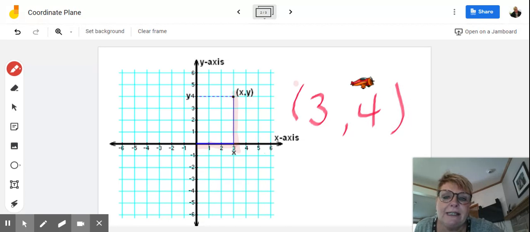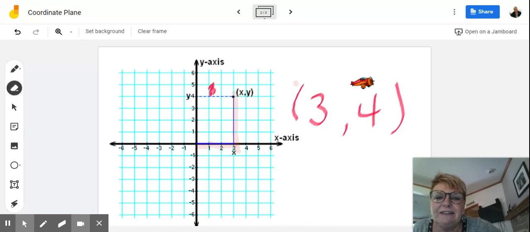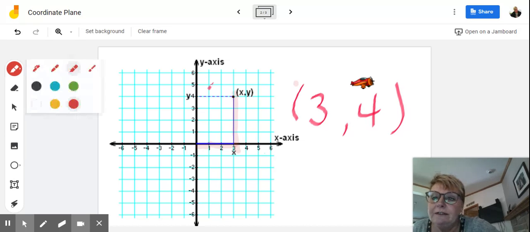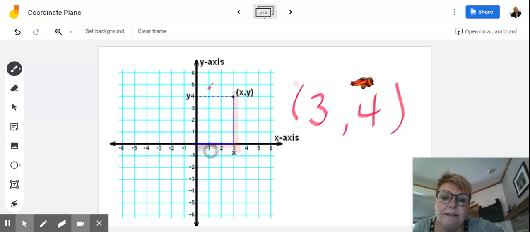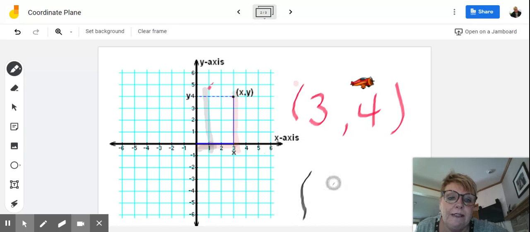So let's pick another point. Let's pick this point right here. I'm not very good at drawing the circle on there. Okay, let's try that again. If I pick that point right there, look at my airplane, I'm going down the runway. I'm going over 1 and up 5. So my ordered pair for that point on the coordinate plane would be 1, 5. You should always put the X first, the Y second.